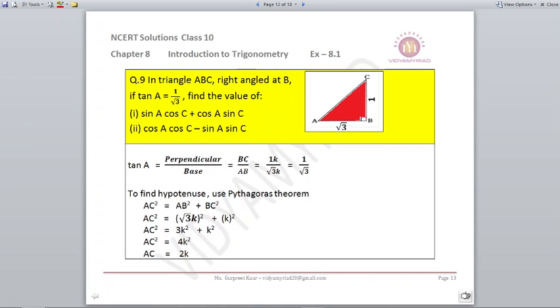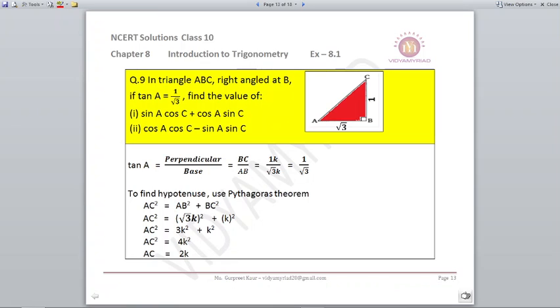Question number 9. In triangle ABC right angled at B, if tan A is 1 upon root 3, find the value of sin A cos C plus cos A sin C, and cos A cos C minus sin A sin C. So we are given tan here. What is tan? Perpendicular upon base, which is 1 upon root 3. So our perpendicular is BC and base is AB if we consider A as your angle. So that is 1k upon root 3k or 1 upon root 3.